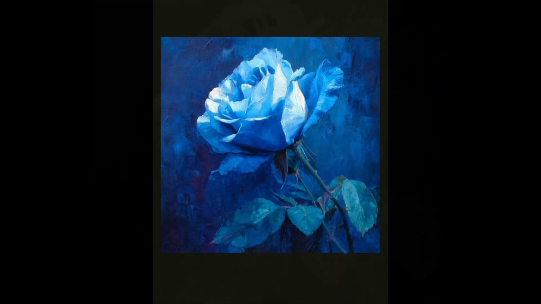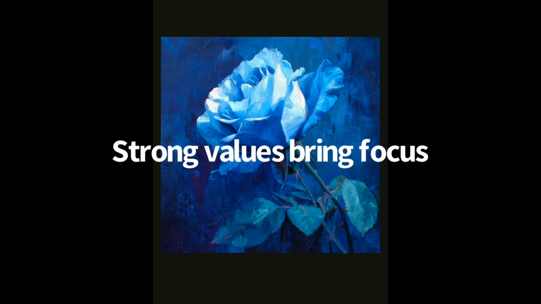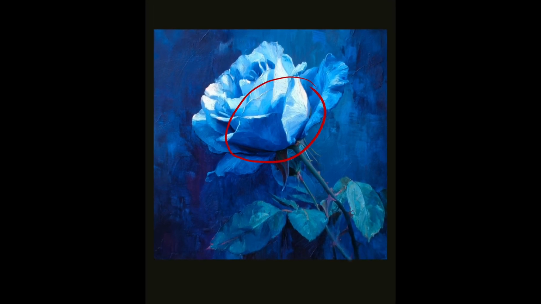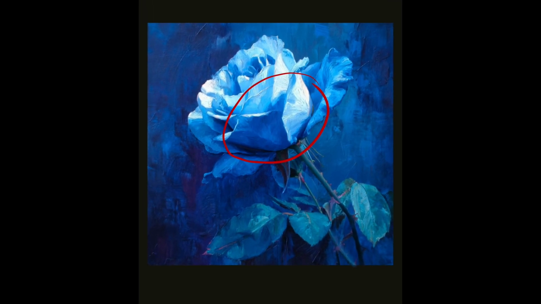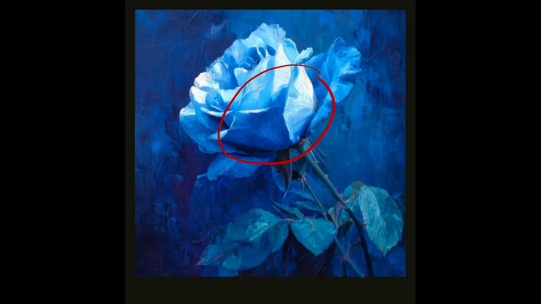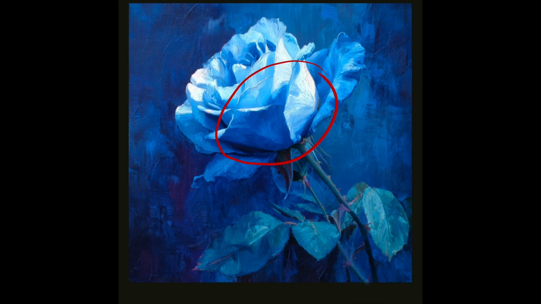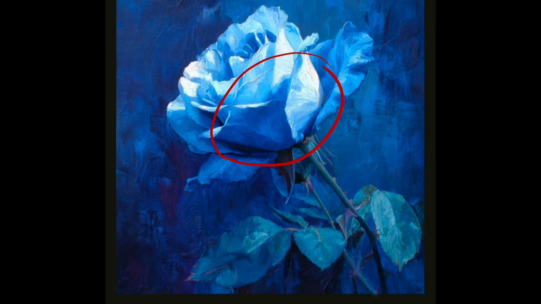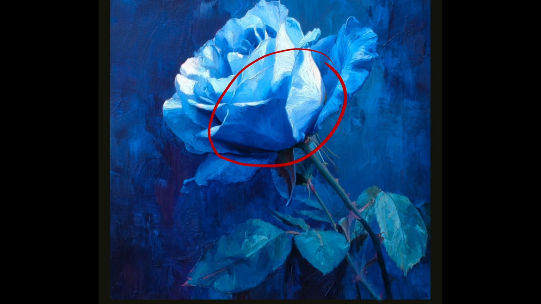And that brings me to number three here. Strong values bring strong focus. So, center of this image, we have this rose with these two petals, the one on the left blue and the one on the right is more of a mid blue and some white in there. And that heavy contrast between those two values is what brings our eye to the center of this painting.